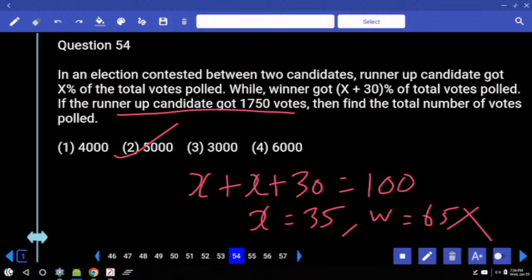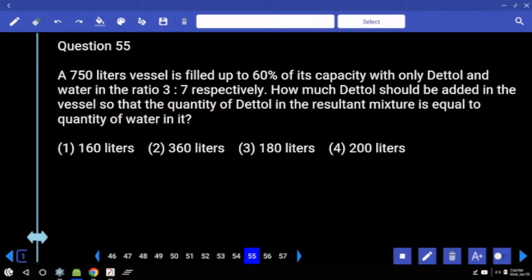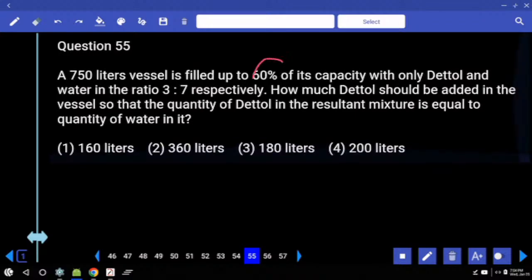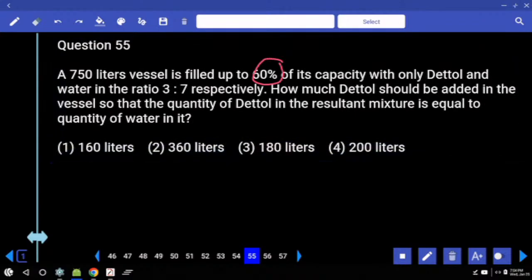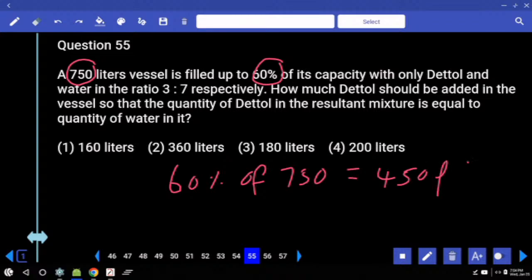That's it. Okay, right. 55, all of you see here, a 750 liters vessel is filled up to 60% of its capacity with only Dettol and water in the ratio of 3:7. He said 60% of capacity. This full capacity is what? So 60% of 750, it should be 3/5 into 750 and it's 450. 450 liters is what we're concerned about, not 750. First factor adi.